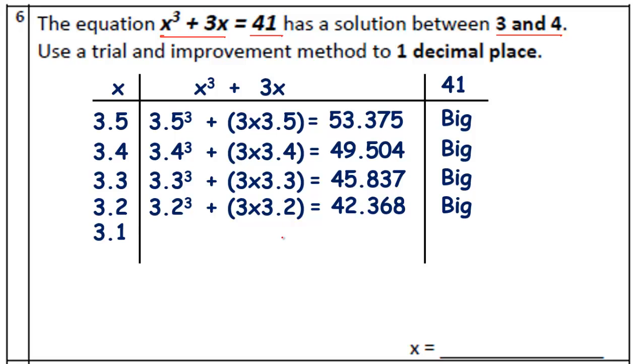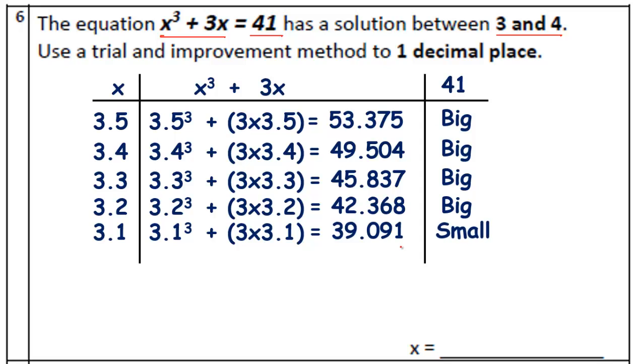Try 3.1 now. Again, all the time using the replay button. 39.091, and that's too small. Put an arrow between the 3.2 and the 3.1 because that's where it changes from big to small. If this helps, write a 0 on each of these to help you identify the middle number. The middle number between each of these is 3.15. Try 3.15. You have to do this last bit in red.